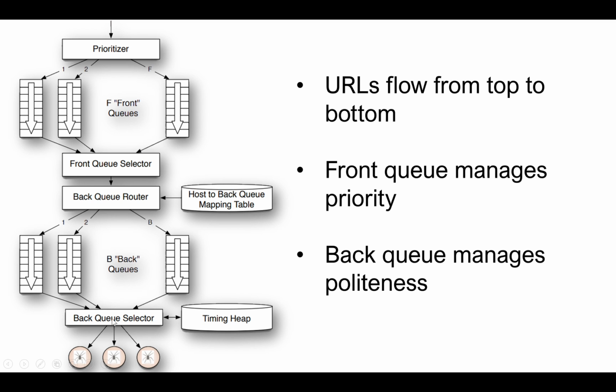That means how many times you can hit a particular website. For example, Microsoft would say a spider is allowed only once a day or something like that, right? So you have two different queues. One is for the priority of the URLs that you want to visit, and the back queue is for how often you want to visit.